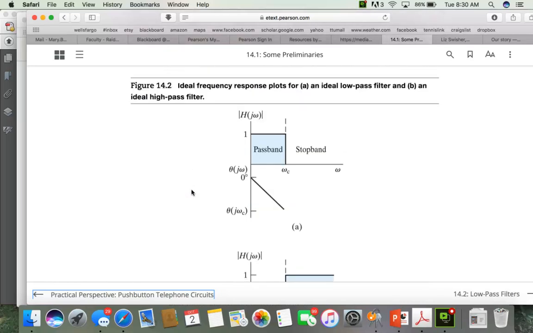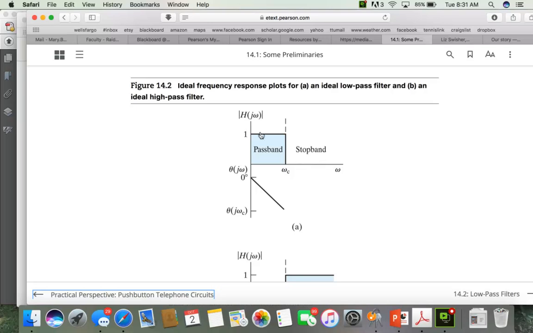Now, ideal filters have some unique characteristics. If we look at this figure 14.2, this is an ideal filter. And notice the magnitude plot. In the pass band, we have an output of 1. Now, what does that mean? That means that the output voltage is equal to the input voltage. So for a certain range of frequencies, the output voltage is equal to the input voltage. And then suddenly that ratio stops abruptly and becomes 0.